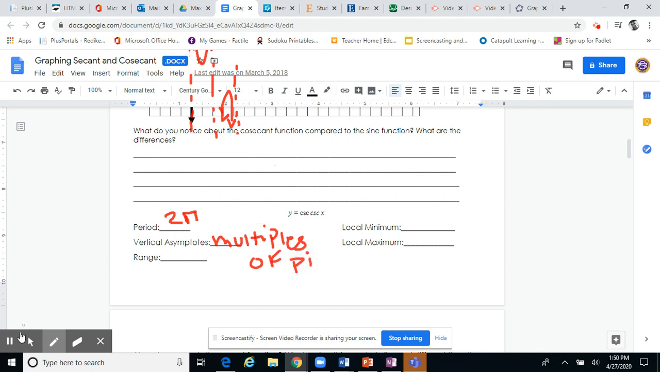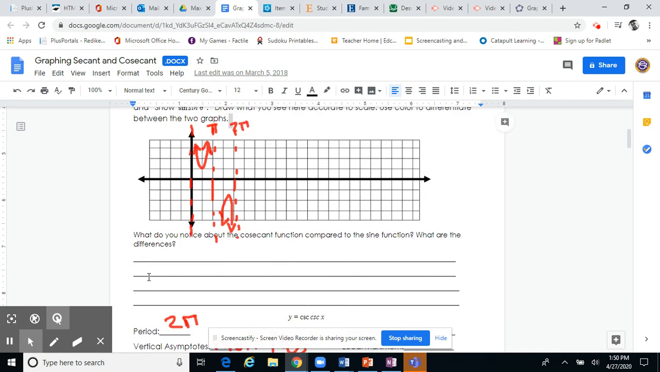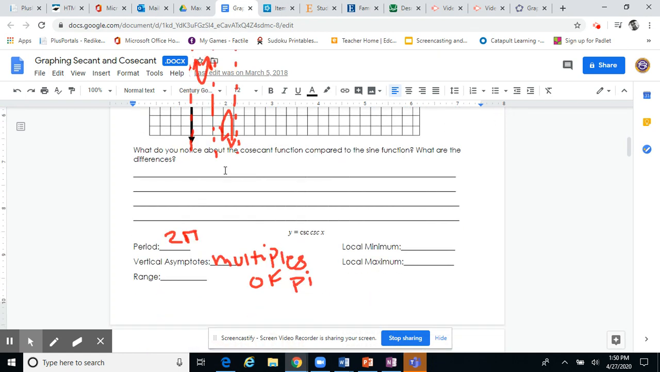The range, so for y, what values of y? This goes from 1 to infinity and from -1 to negative infinity, but not anything between 1 and -1. So our y values are not between -1 and 1. And then we have a local minimum.